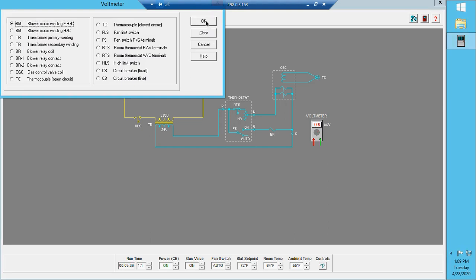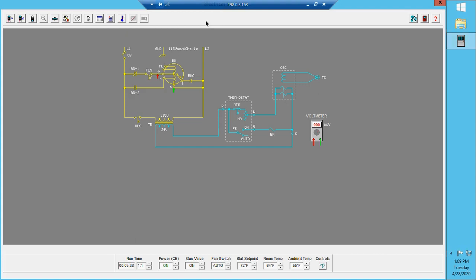Right there. Let's go there. 0 volts. Okay? I'm not getting anything. Why? Because that switch is open. I do not have a complete path for the electricity to flow. Okay, so that's a telltale sign. My fan limit switch didn't close.